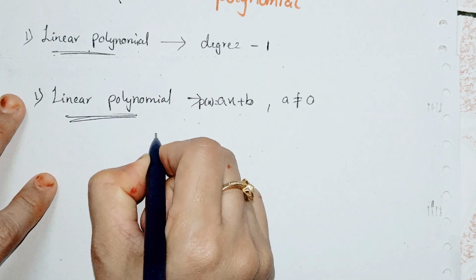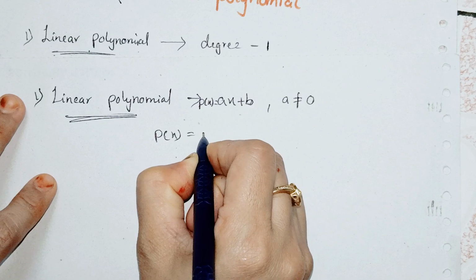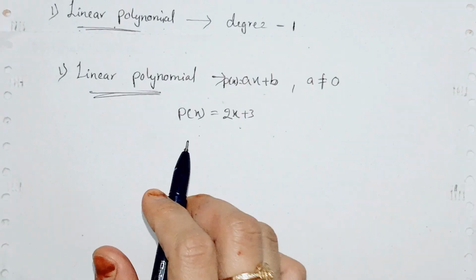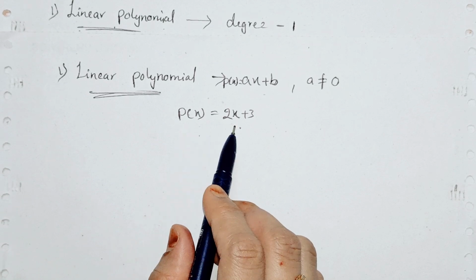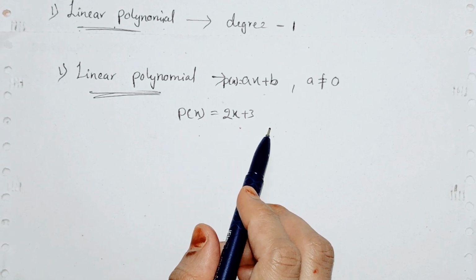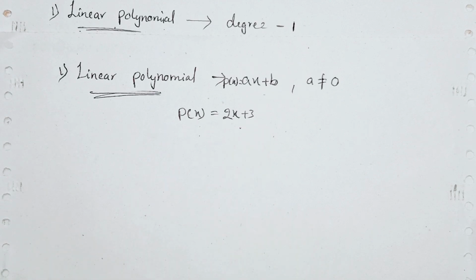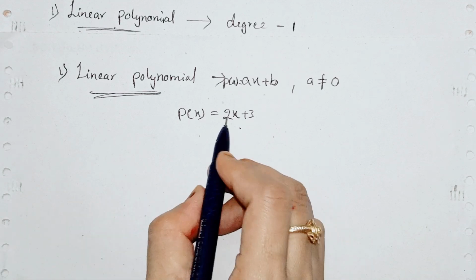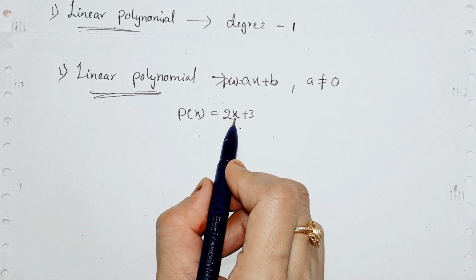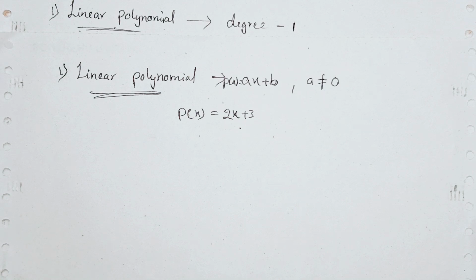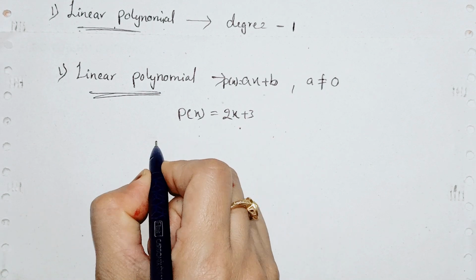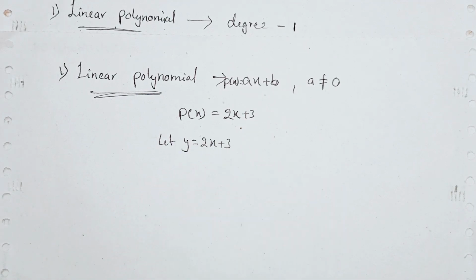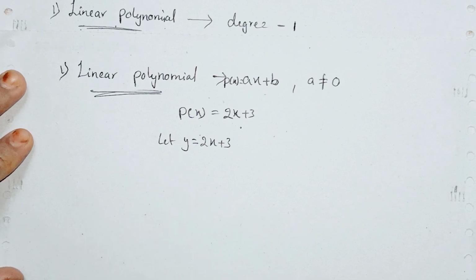So let us take our polynomial as p of x equal to 2x plus 3. So guys, now we'll try to draw the graph for this polynomial. If you want to do anything in the graph, you need 2 points, which are the x coordinate and the y coordinate. But here we have only one variable, which is x, meaning we'll get only the x coordinate. But what about the y coordinate? That's why I'm treating this as: let y equal 2x plus 3.